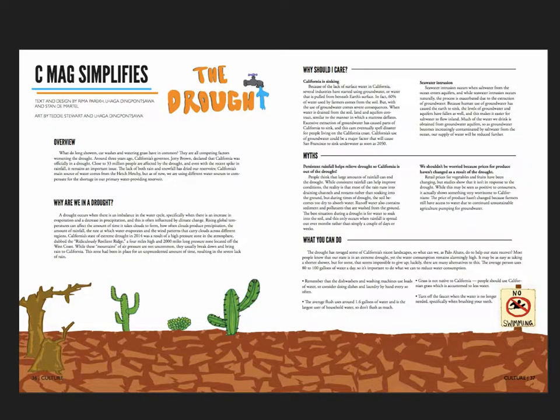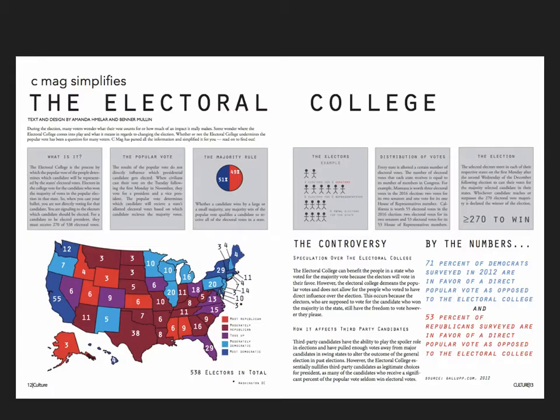We also do this CMAG Simplifies in each issue, which takes a fairly complex issue and tries to boil it down into a visual piece. So this is really tailor-made for this alternative story form concept. It's not a long form. It's a short, brief example of exactly how to simplify a very complex issue. This one was the drought, which is big news in California at all times.